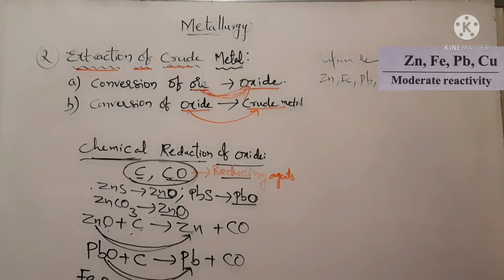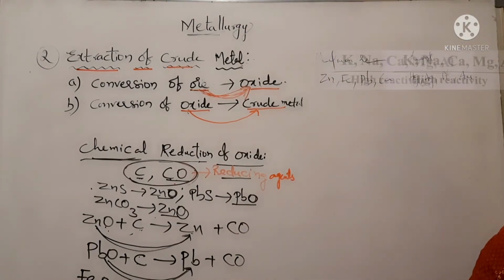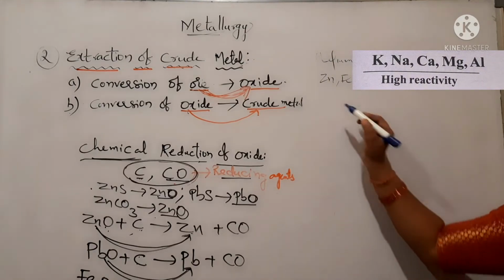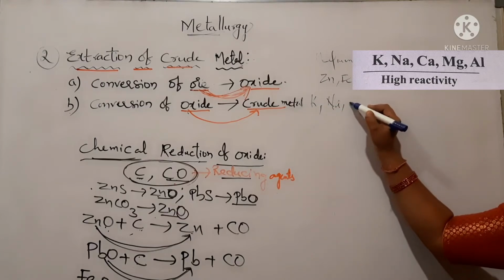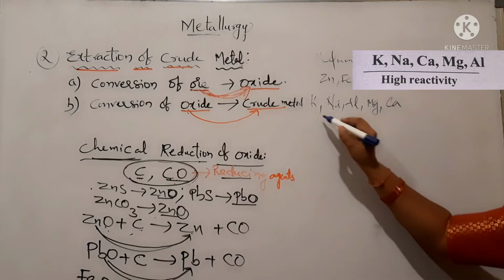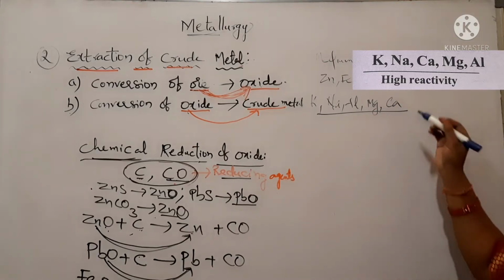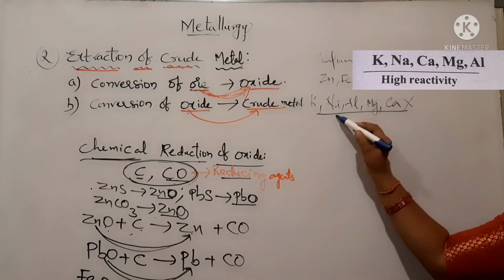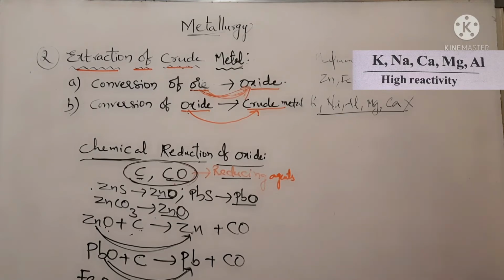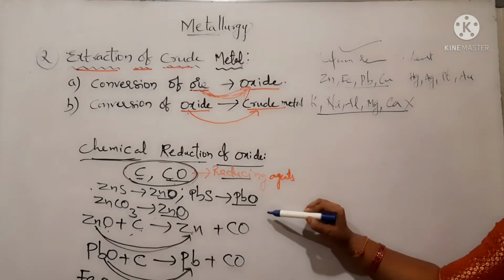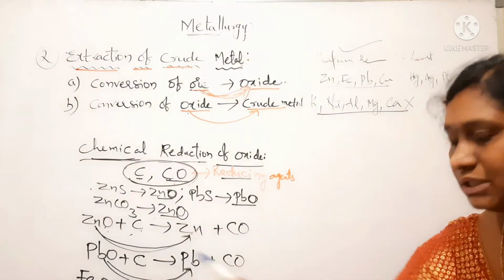CO. But this chemical reduction method is not applicable to the elements with high reactivity like sodium, potassium, aluminium, magnesium and calcium. These highly reactive metals are not extracted by using these chemical reductions. So how these are reduced to metals, we'll see later. First we will go for the medium reactivity elements. First we have to go for the chemical reduction by using C or CO.